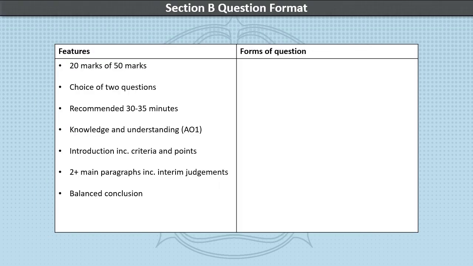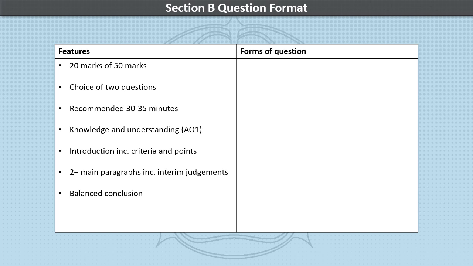So Section B is worth 20 marks of the 50 marks that are available on our paper. We'll have a choice of 2 questions, and we recommend that you spend approximately half an hour on this task. Your answer is going to be assessed against Assessment Objective 1. So that's your ability to demonstrate, organise and communicate your historical knowledge and understanding.